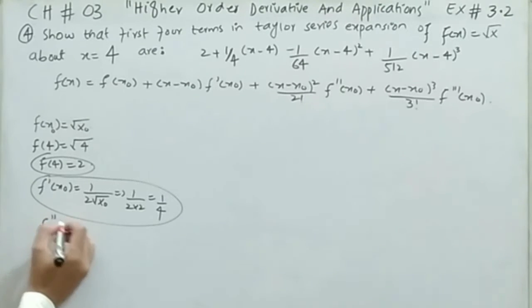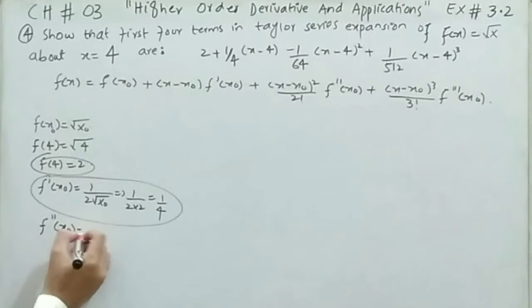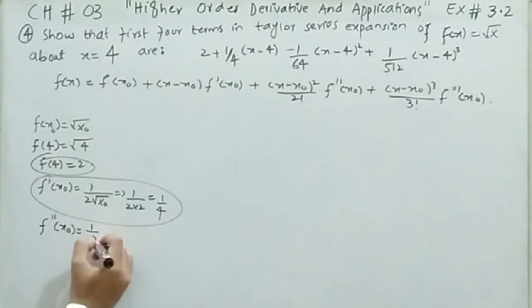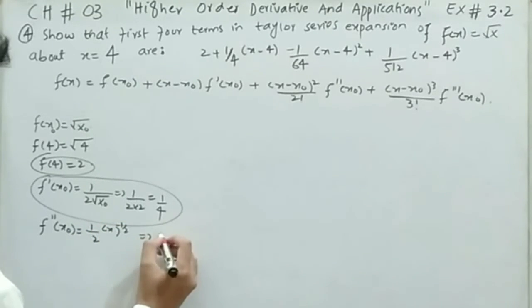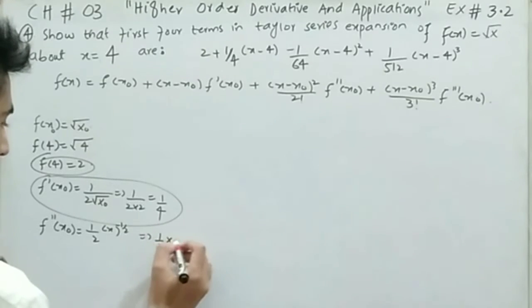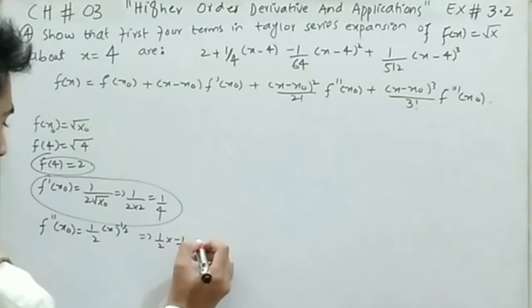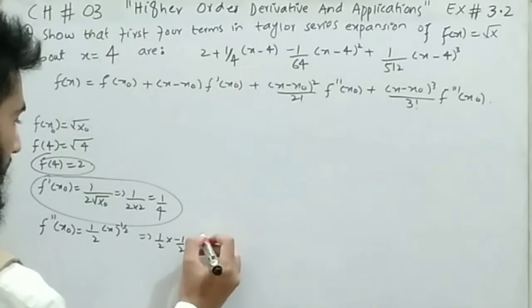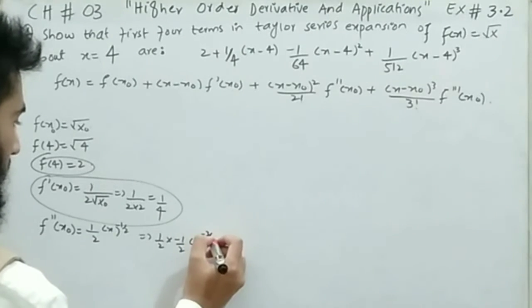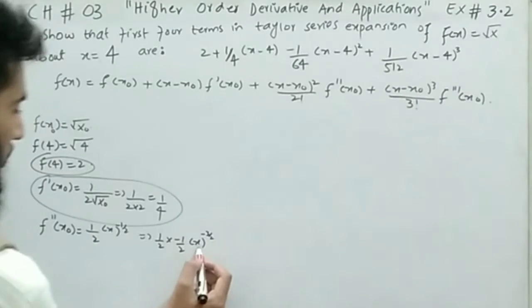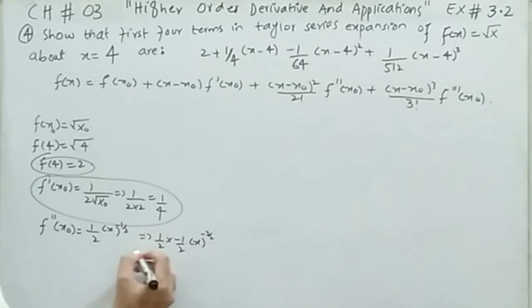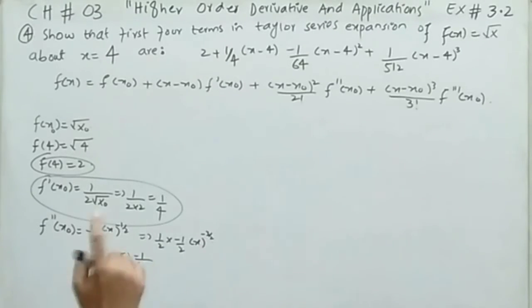So f prime of x naught, we can write it as 1 over 2 x power minus 1 over 2. So for the derivative, it becomes 1 over 2, the power will come to the front, so it becomes minus 1 over 2, and subtract 1 from the power, it becomes x power minus 3 by 2. Differentiation of the inner function is 1. So by putting the value of x is equal to 4, it becomes minus 1 over 4.